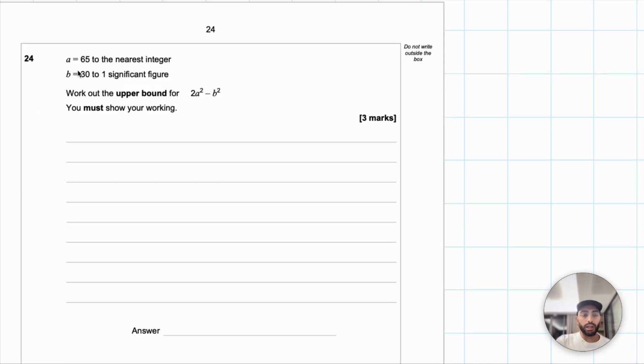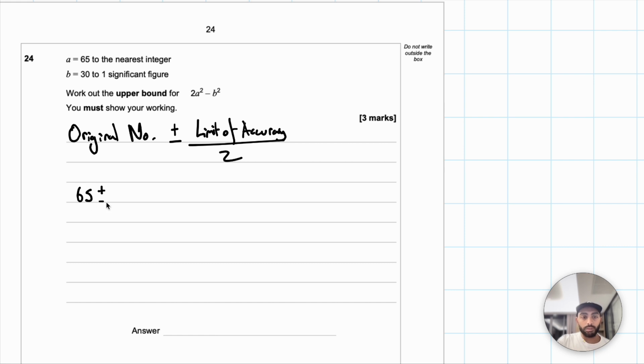Question 24, A equals 65 to the nearest integer and B equals 30 to one significant figure. I can see I'm working with bounds, so before I go on to the rest of the question, I'm going to work out the error intervals for these two. To work out error intervals, I take the original number and I plus and minus the limit of accuracy divided by 2. So for A, the original number is 65.